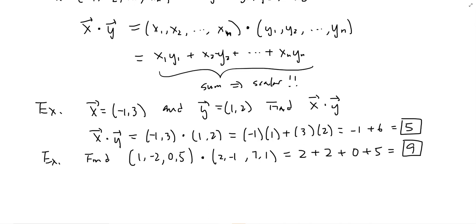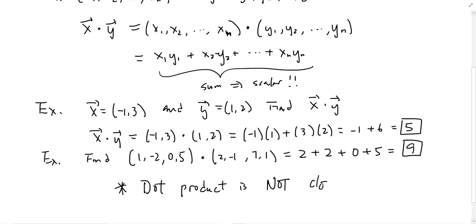As you can see from these two examples, you should realize one very important thing: dot product is not closed.